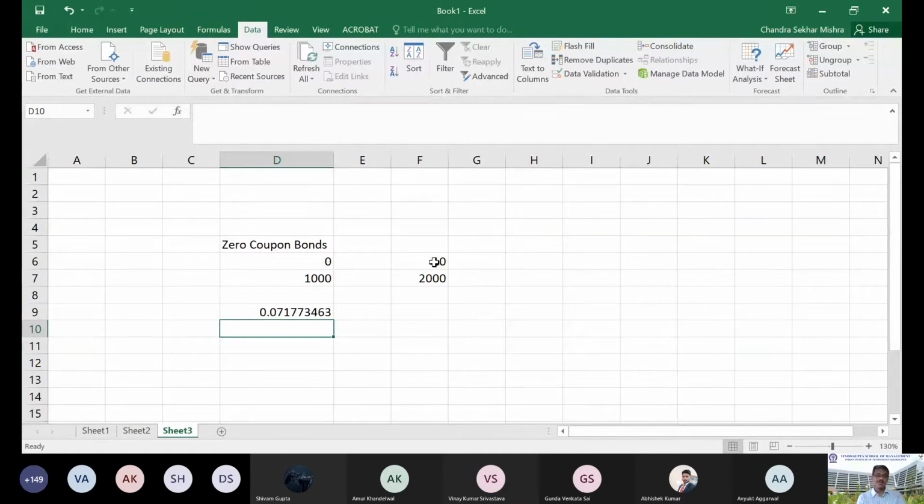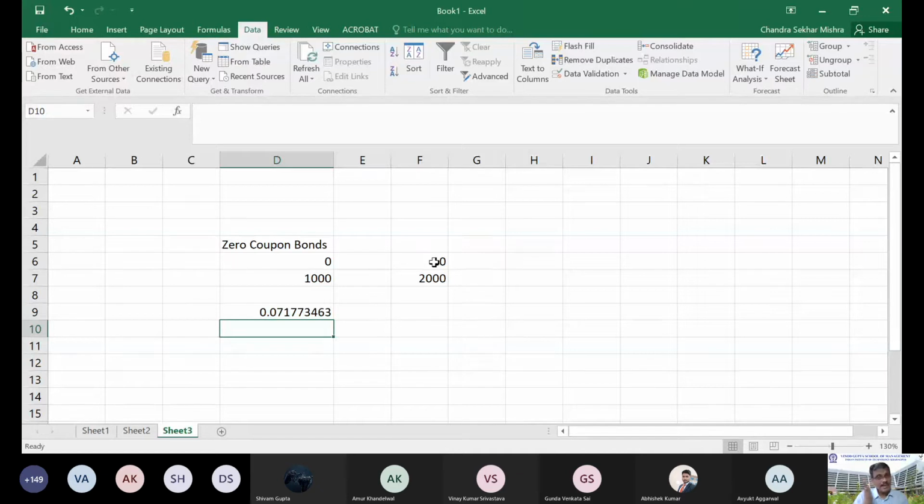How much cash will you have in the hand, assuming he has not spent that money anywhere? Suppose you are going to get 70 rupees every year up to the 10th year and you get 1,000 rupees back at the end of the 10th year. How much cash will you have in your hand, assuming you have not spent that cash? Sir, 1,720. 1,720. Okay.